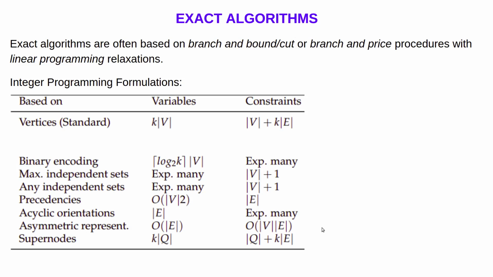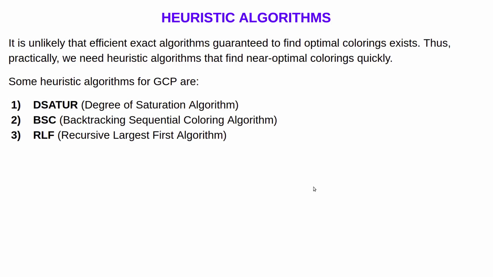Now there are some exact algorithms for this graph coloring problem which are based on branch and bound or branch and price procedures with linear programming relaxations, and we have listed here some of the integer programming formulations in the form of a table with the number of variables and the constraints. But it is highly unlikely that efficient exact algorithms which are guaranteed to find optimal colorings do exist. Thus practically we are in need of heuristic algorithms that find near optimal colorings quickly.